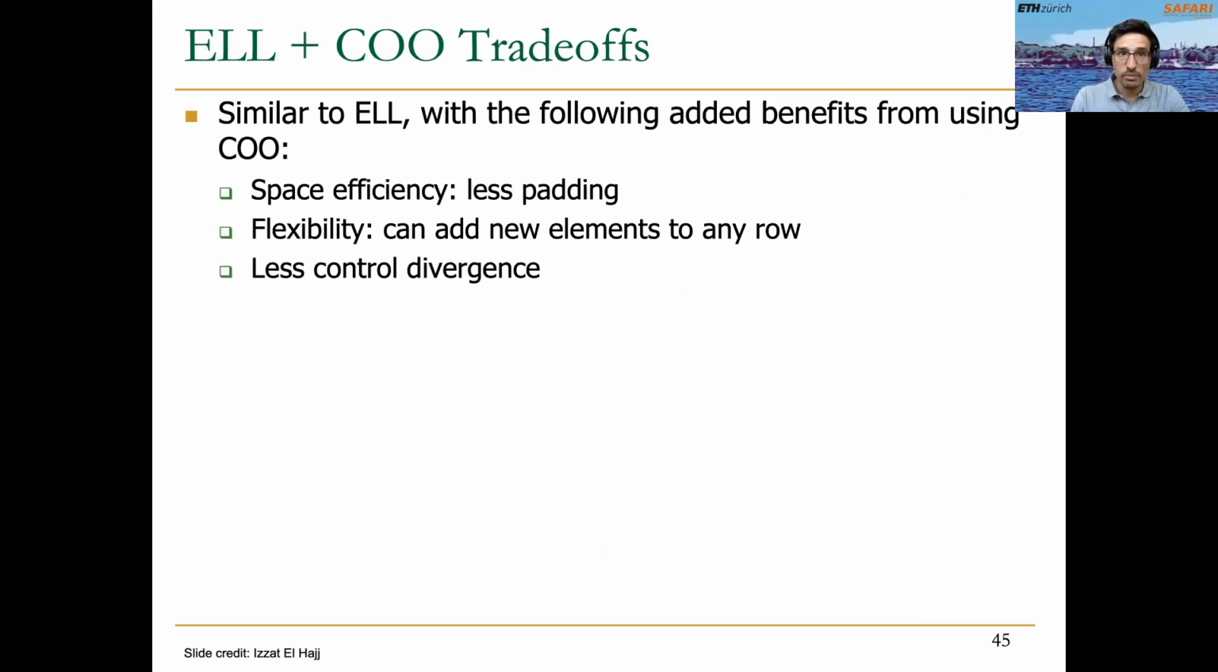There are trade-offs here, of course, similar to ELL. This format is similar to ELL, and it has the added benefits from using COO. It's more space efficient because we have less padding, because we don't have to pad up to the size of the longest row. We can just fix the row size, for example, equal to 2, as in the previous example. It's flexible in the sense that we can add new elements to any row. If one row is already full, then we can start using the COO format for the new elements of the row, and there is also less control divergence. We can have all threads performing more or less the same amount of computation while they are using the ELL part of the format. When they have to go to the longer rows, to the COO part of the format, we can have multiple threads working there, or we can even have the CPU operating on those very long rows.